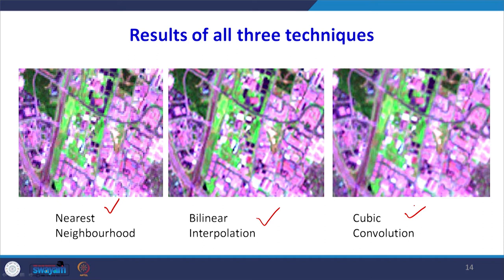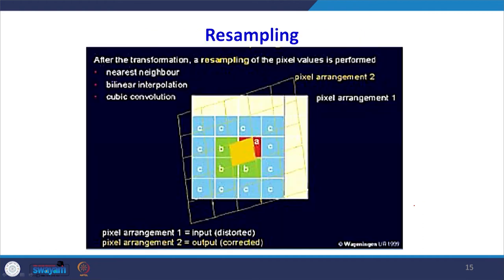The cubic convolution is much more accurate than the nearest neighborhood, but nearest neighborhood is much faster, and a lot of people are using the nearest neighborhood technique because of the speed and efficiency.